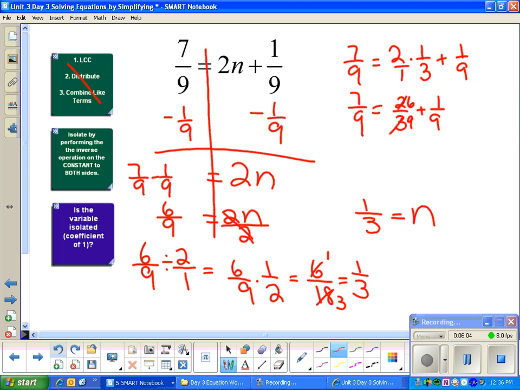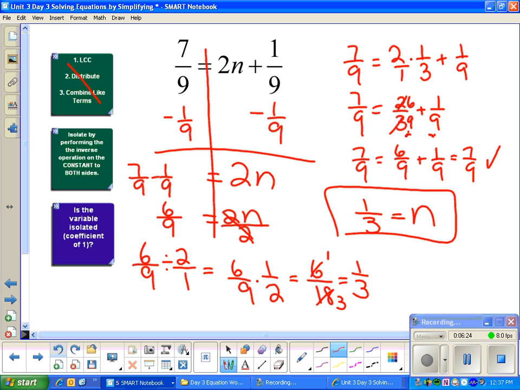I can turn 2/3 into 6/9. I'm going to multiply both top and bottom by 3, and I have common denominators of 9. So 7/9 equals 6/9 plus 1/9. Is that true? Yes, that equals 7/9. And I'm good to go. So my answer is n equals 1/3.